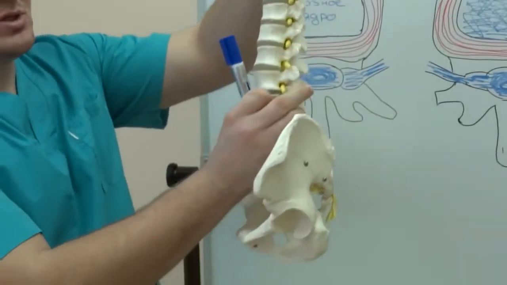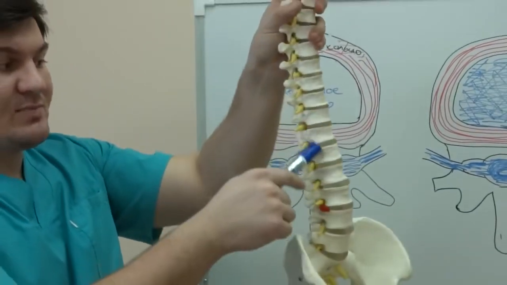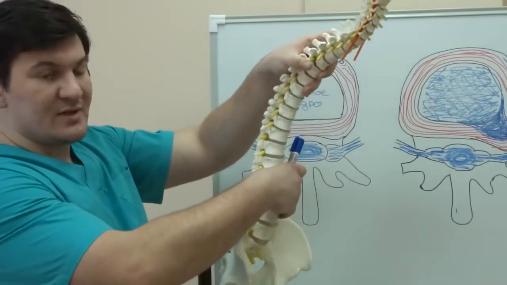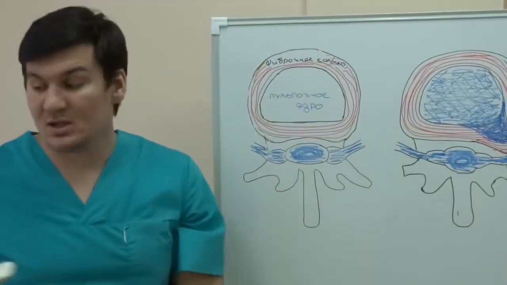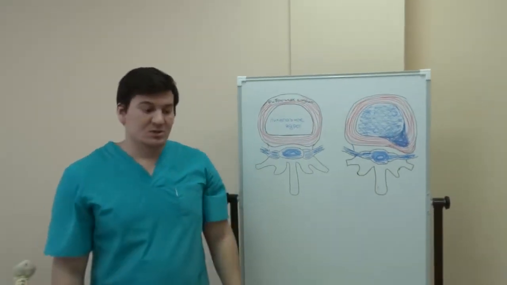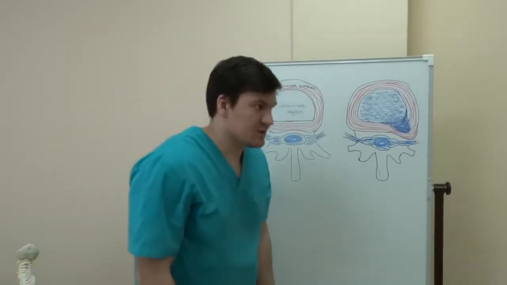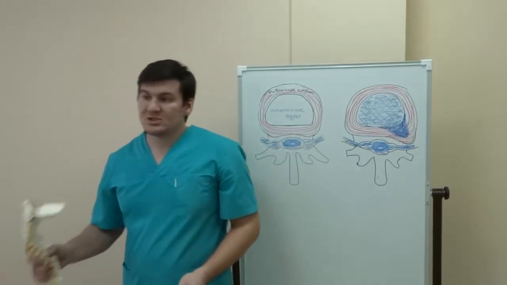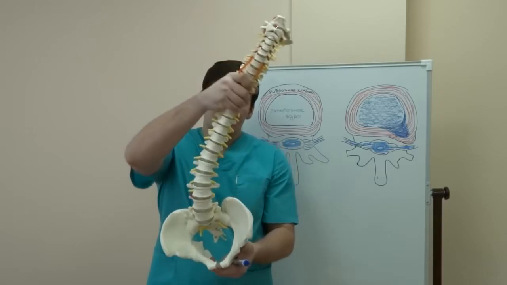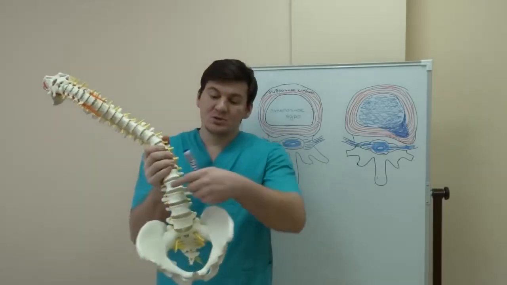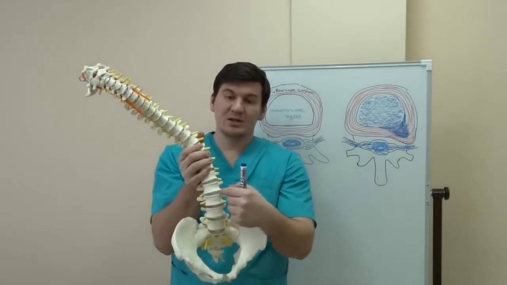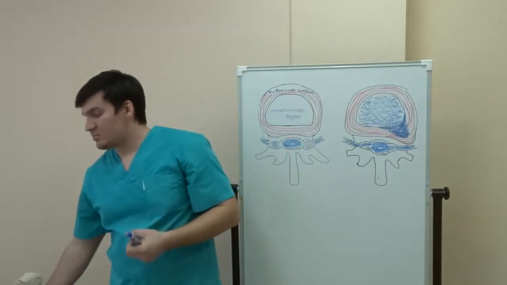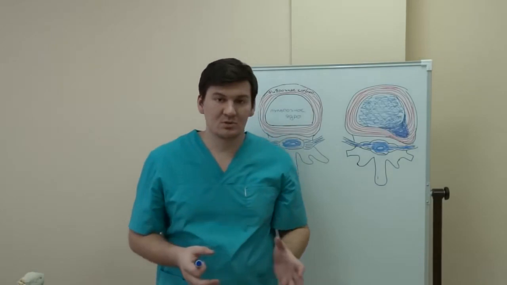Why does this happen? Because the pressure, which should be evenly distributed across the disc, for some reason is unevenly distributed across it. Of course, we are always making some movements. We tilt our head to one side, to the other side, we bend, we turn around. And there are always moments when the disc experiences uneven stress, but it has a certain strength reserve and is capable of withstanding this load.